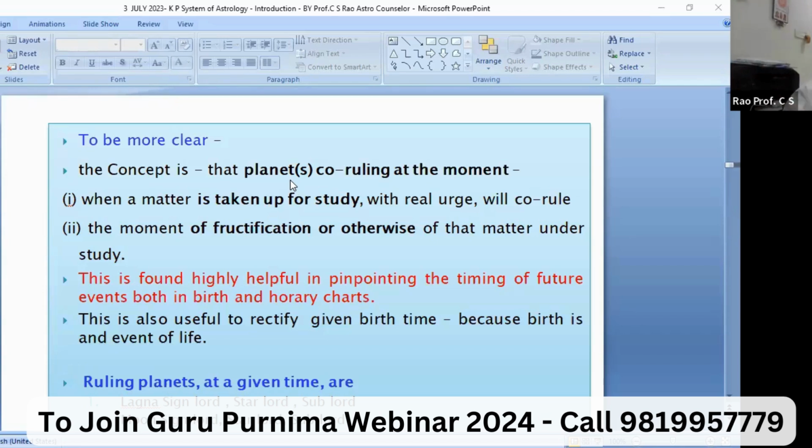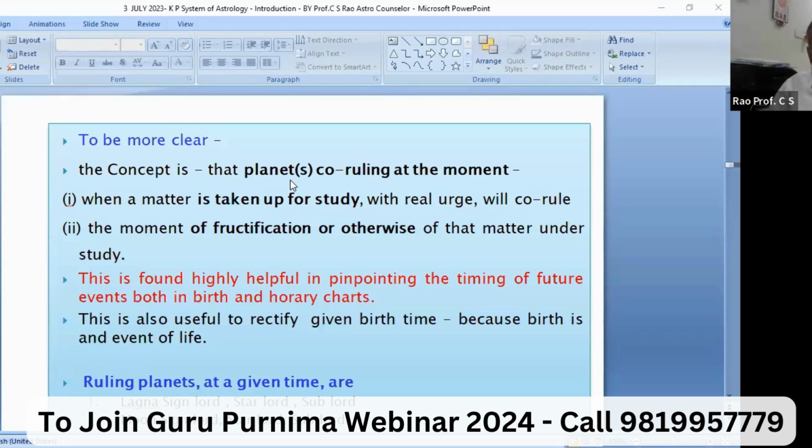Now, the time of judgment, today, means now we are judging the horoscope for marriage bhava purpose. That coincides with the probable time. Then only the event is likely to happen. So the Dasha Bhukti should also support the marriage event. Like that, this pinpoints the future events of both birth and horary charts. Horary charts also follow the same principle.